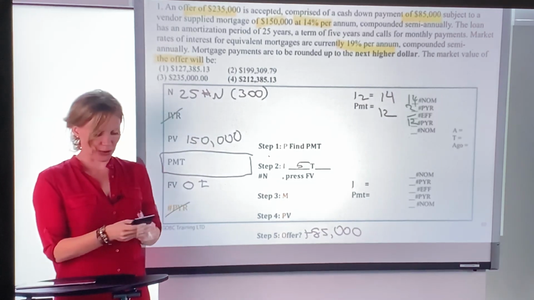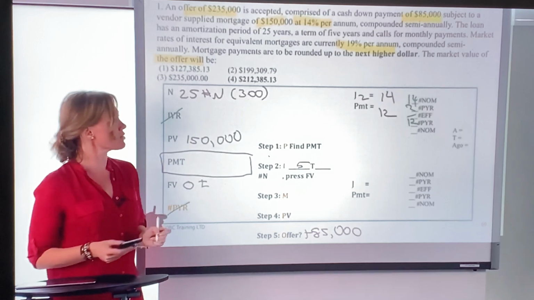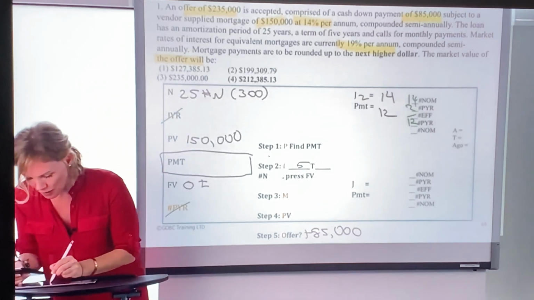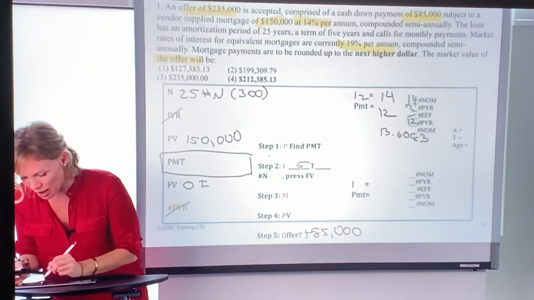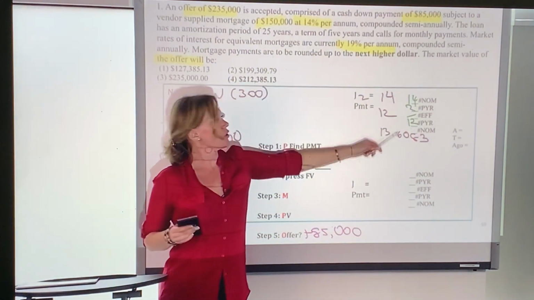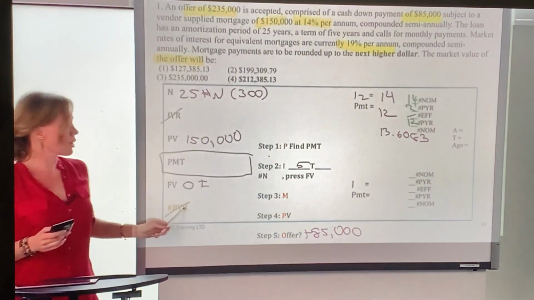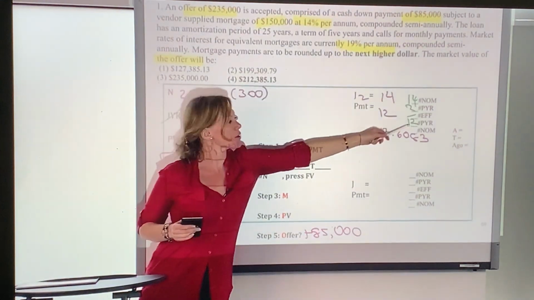14 shift NOM, 2 shift P/YR shift EFF, 12 shift P/YR shift NOM. Mine comes up to 13.608 something. Nice and close to 14, not too far, so you know you've done a good job. After you finish it, you're going to cross off your P/YR. Everything right now will be monthly because your last P/YR was 12.